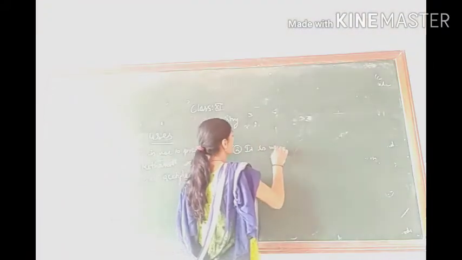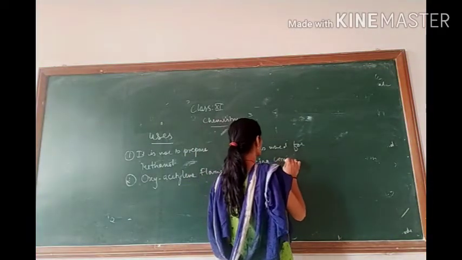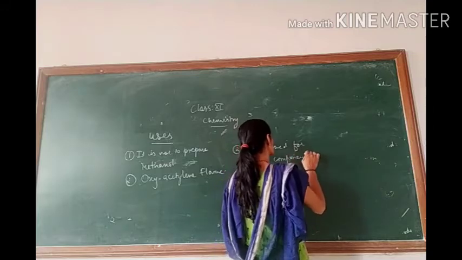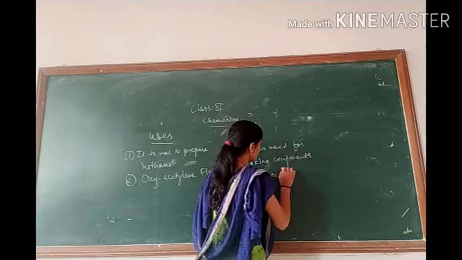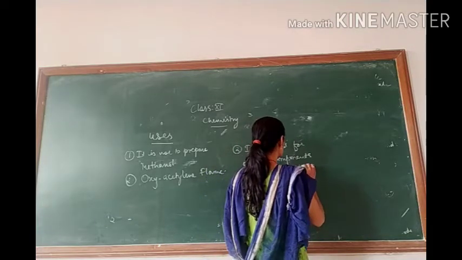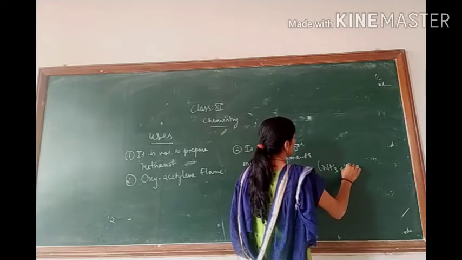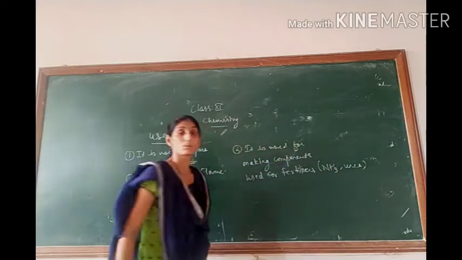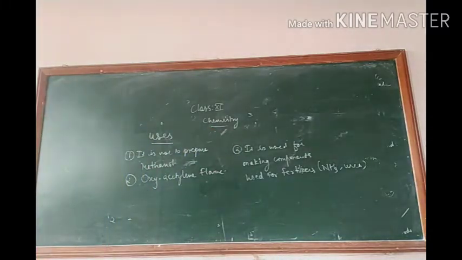It is used for making components used for fertilizer. That means we have just seen ammonia, urea, the particular ones which are used as fertilizer. So it is used in making fertilizer components.